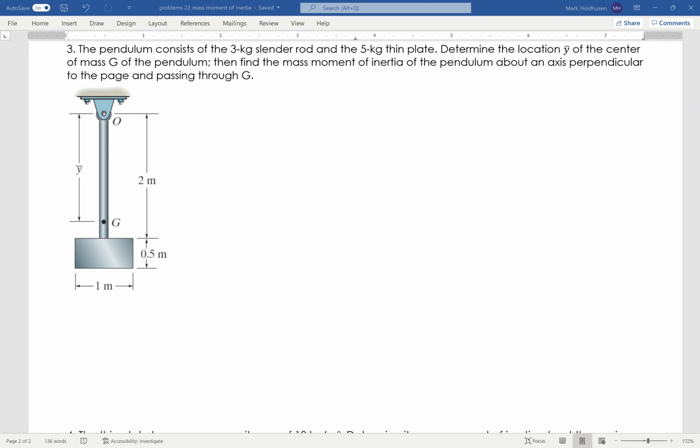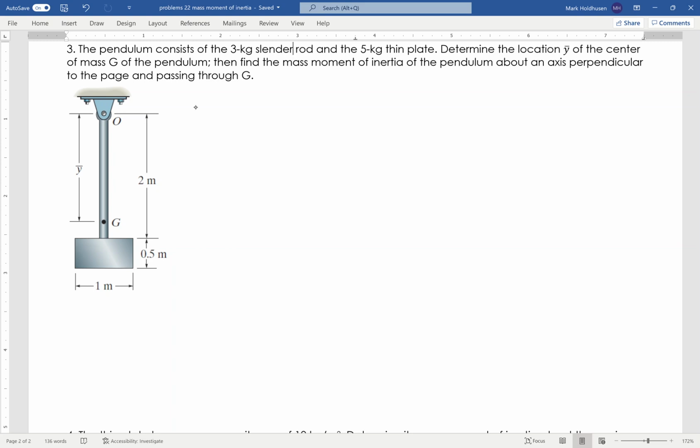Okay, in this problem, I want to find the mass moment of inertia about the centroidal axis, basically an axis about G for this pendulum that's got a rod and a thin plate attached to it. Okay, I know some things. The first thing I need to do is find where G is located. I need to find the location of the centroid.